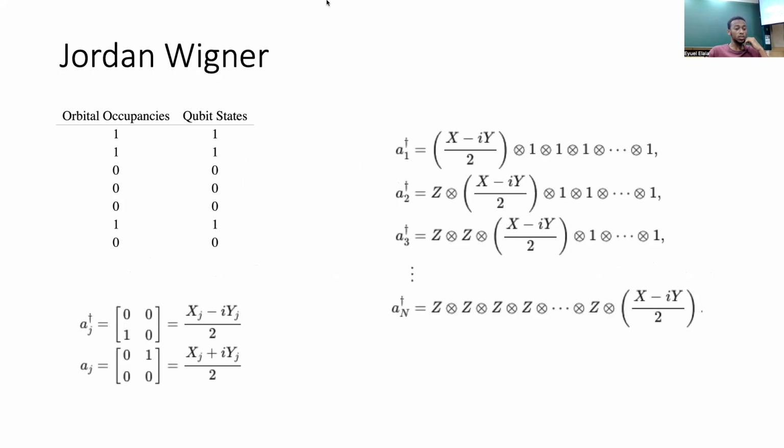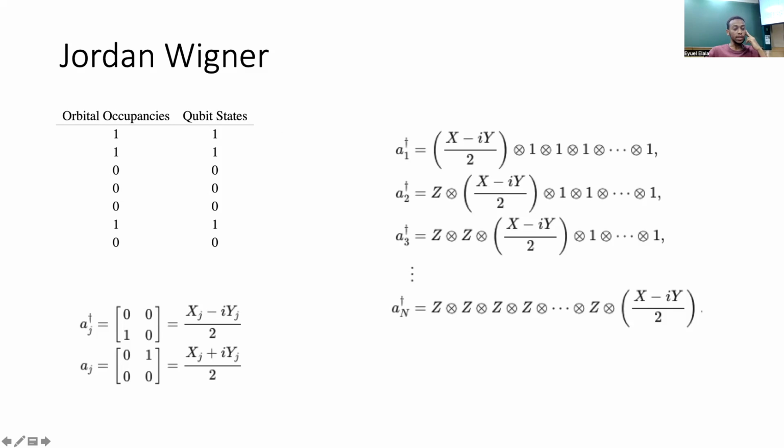We have several different kinds of mapping. The first one, and the most popular one, is the Jordan-Wigner mapping. What Jordan-Wigner mapping does is this: we have orbital occupancy, where 1 represents that the orbital is occupied and 0 represents that the orbital is not occupied. The Jordan-Wigner mapping is a direct translation. If the orbital is occupied, we represent it by 1 in the qubit state, and if it's not occupied, it's represented by 0.